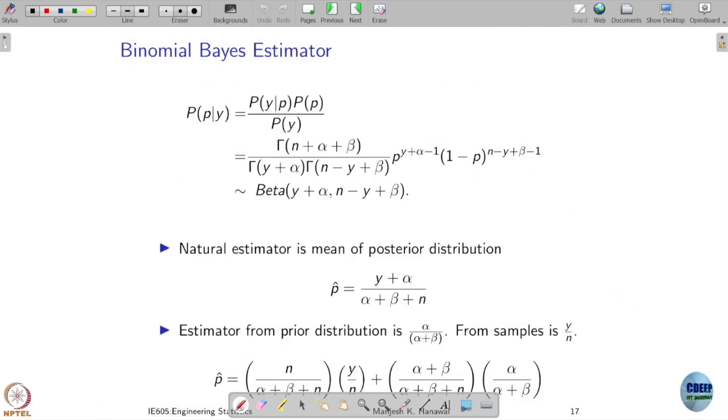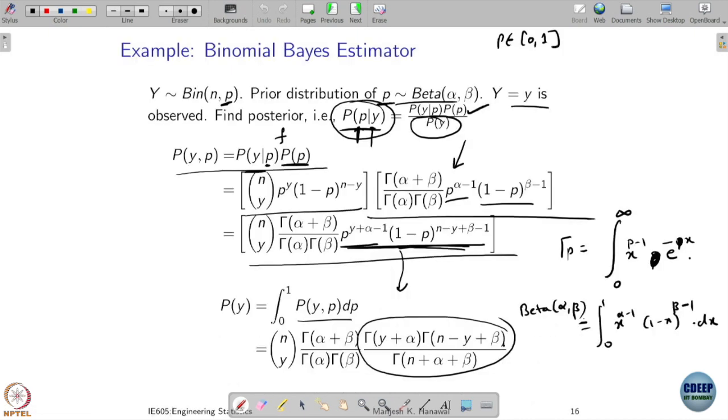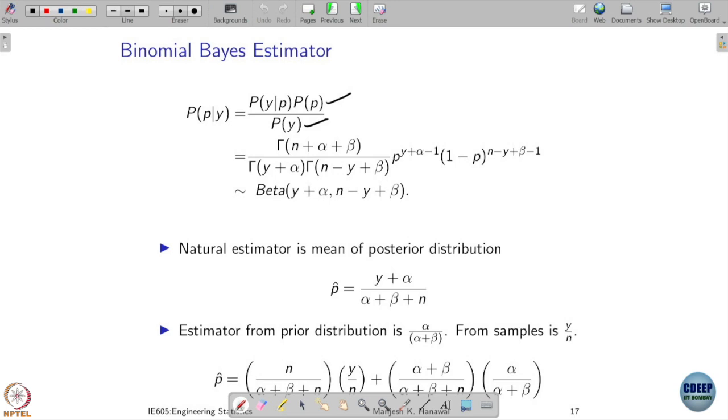Now, fine. Okay, fine. Now, let's plug in. We have this numerator. Now, we computed this denominator. If I compute this, after this simplification, after taking these ratios, you see that this n choose y knocks off, this gamma of alpha plus beta, gamma alpha, this knocks off. What remains is only this ratio, which is this quantity.